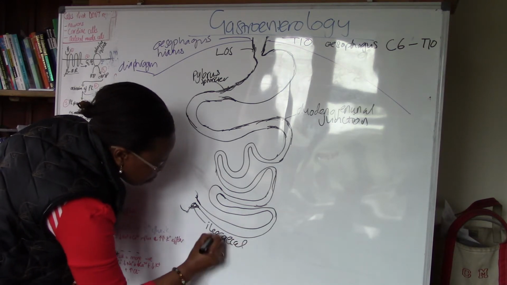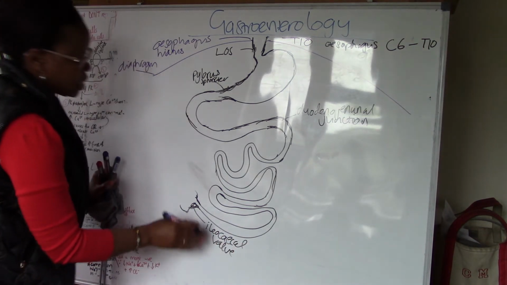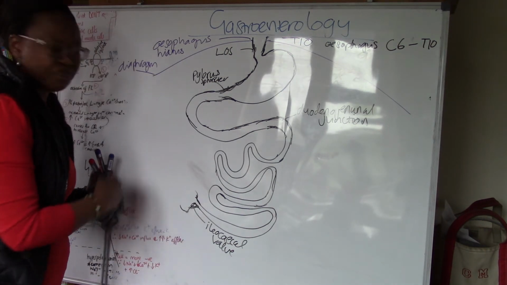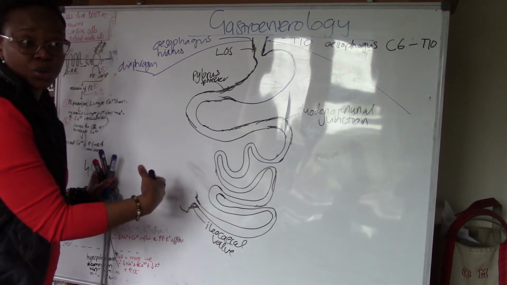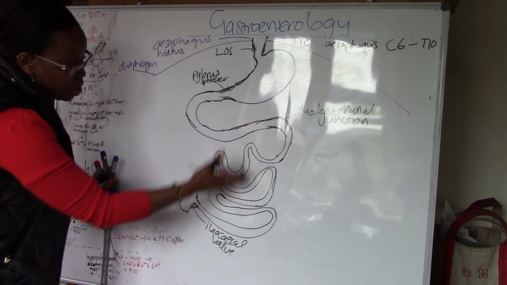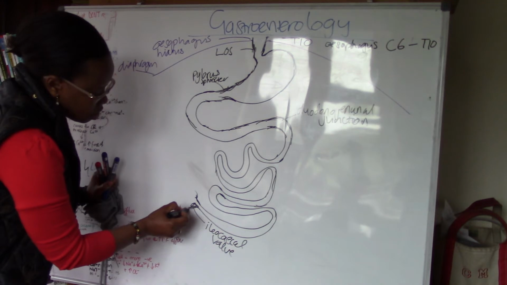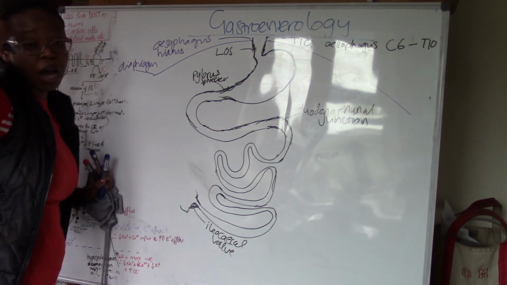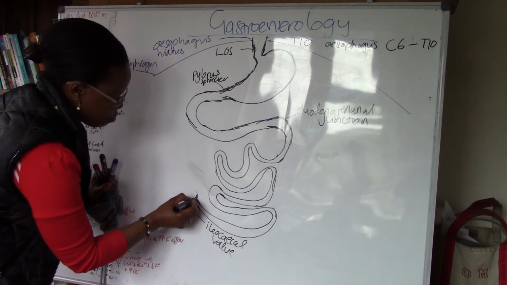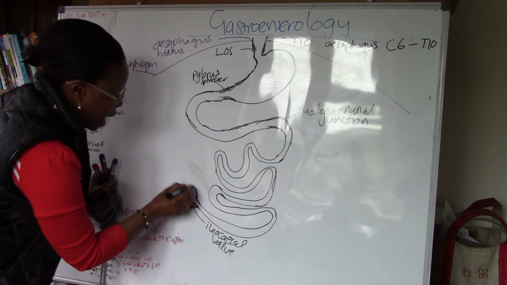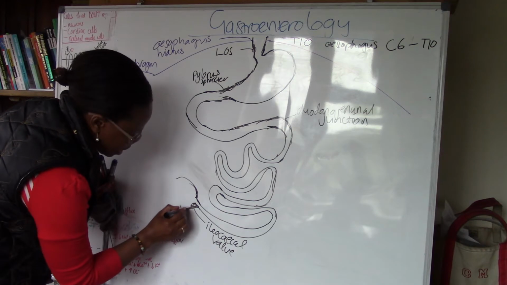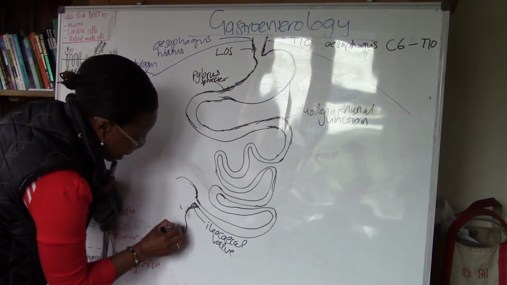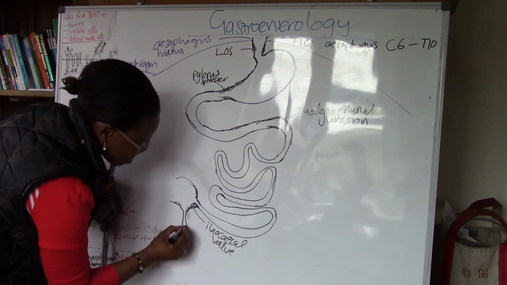ileocecal valve, which again is a sphincter that stops the backward flow of gastric contents back into the ileum. As we know, valves allow for just one-way movement of material. Then the large intestine starts at the cecum, and there is an appendage there which is called the appendix.